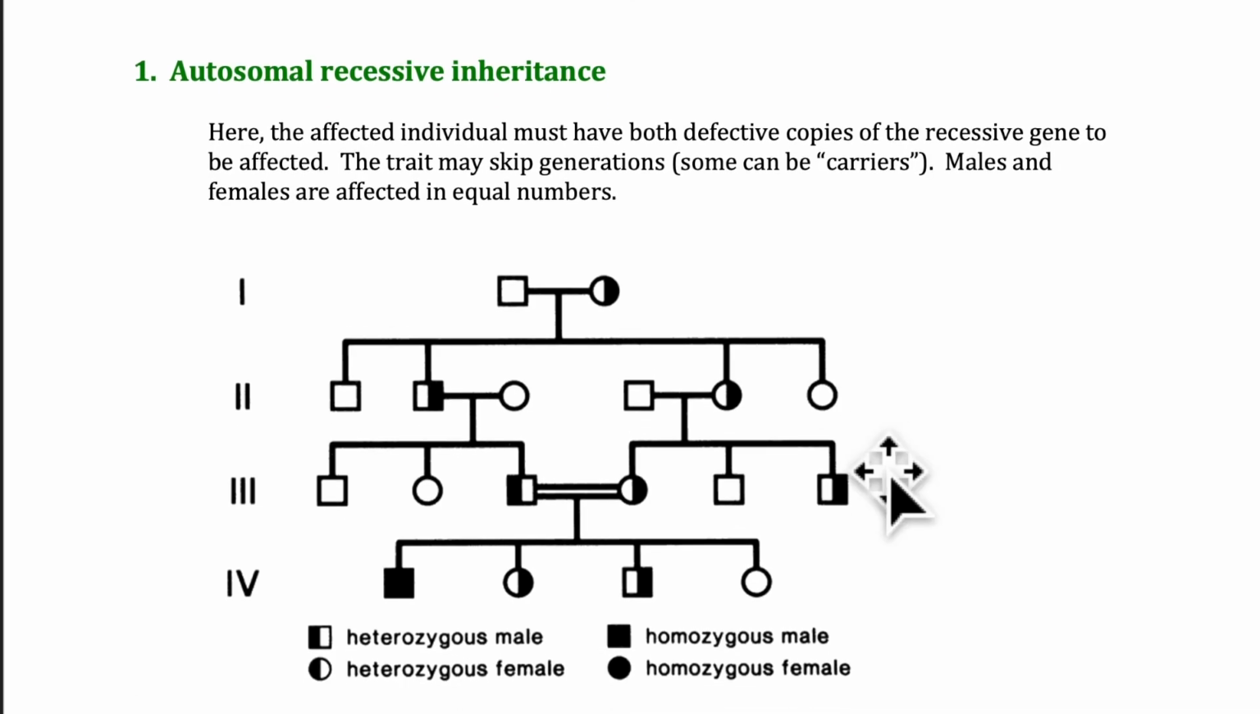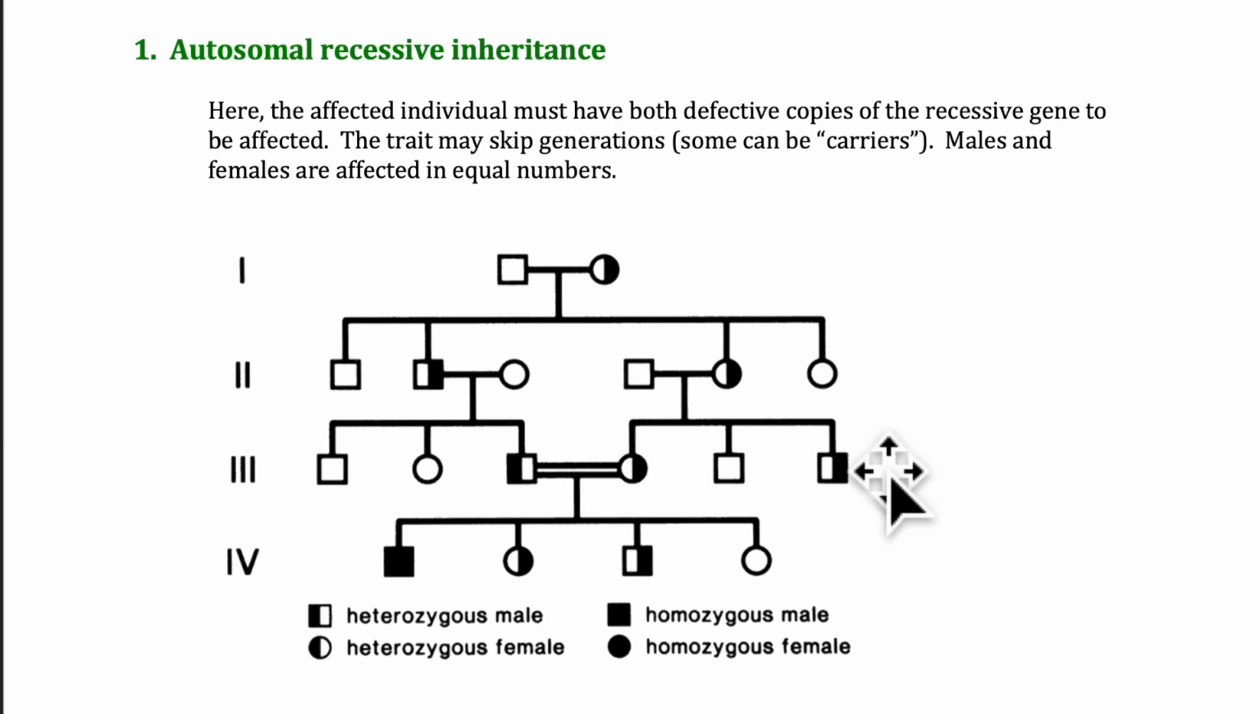So the first one is autosomal recessive inheritance. So here, the affected individual must have both defective copies of the recessive gene to be affected. The trait may skip generations, and some can be carriers. Males and females are affected equally. So here you see, right at the top, unaffected father, the mother is a carrier. She has kids. The first son is not affected at all. Second son's a carrier. Then the son marries another unaffected.